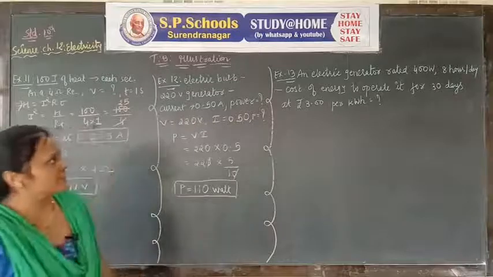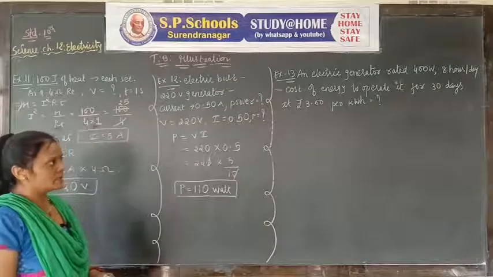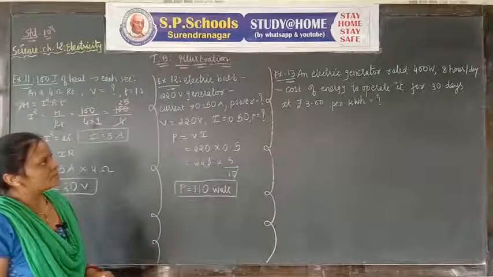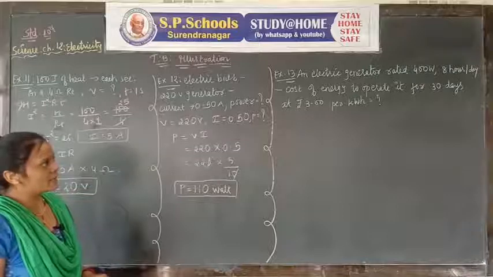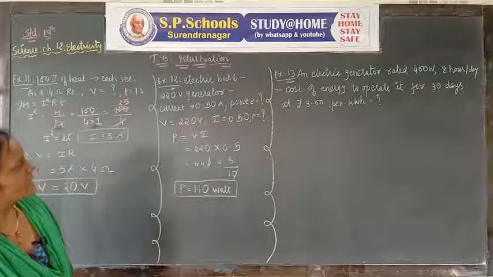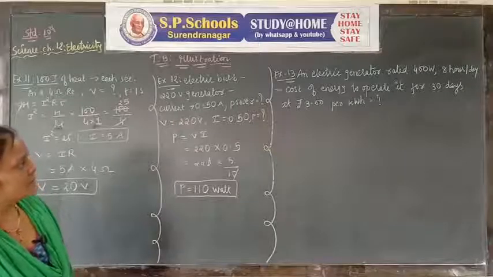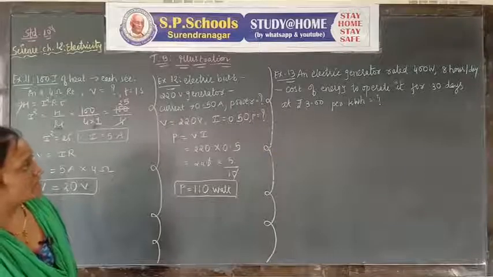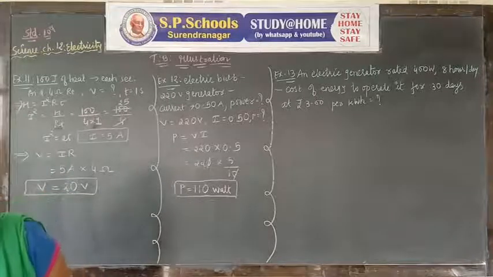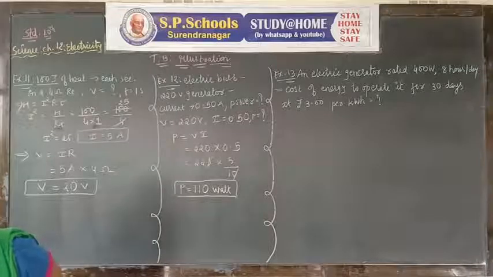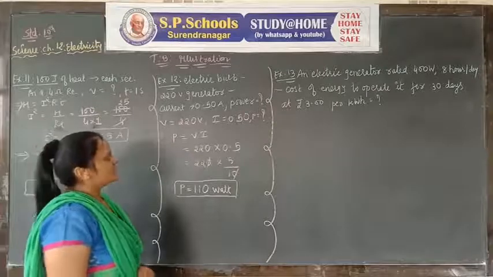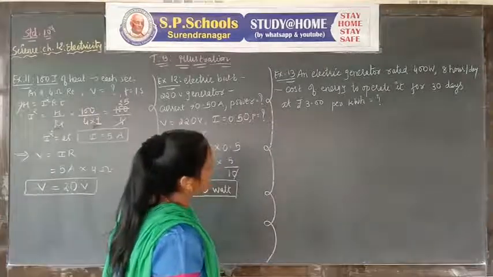An electric generator rated 400 watt is operated for 8 hours per day. What will be the cost of energy to operate it for 30 days at rupees 3 per kilowatt hour?